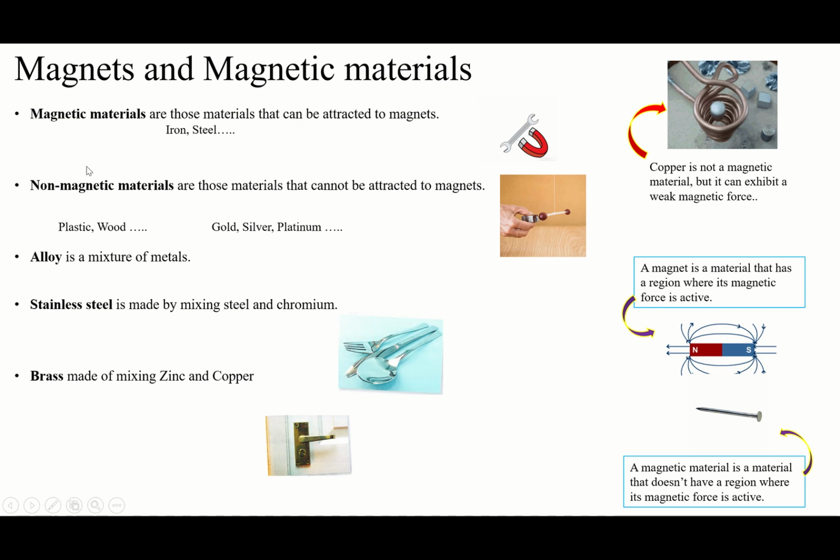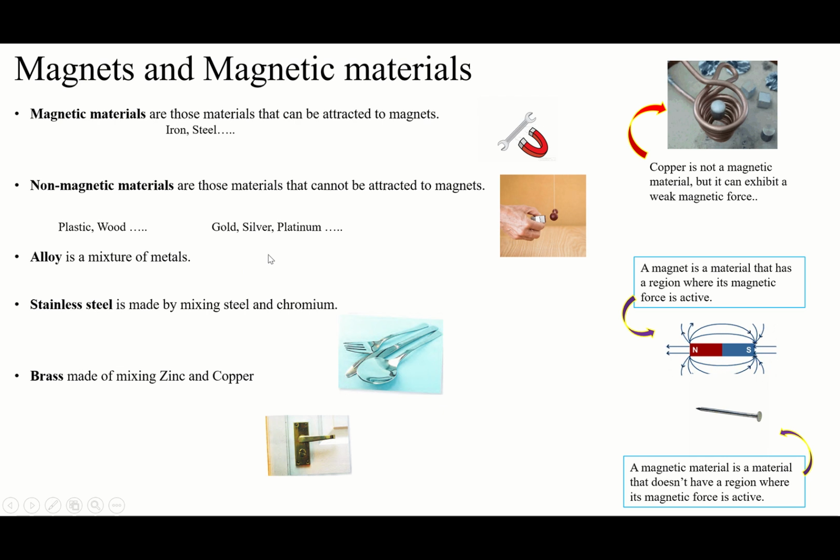But we have something else, which is non-magnetic material. Non-magnetic materials are those materials that cannot be attracted to a magnet. It means the magnet cannot attract them or pull them. Like what? Like plastic, like wood. If you look here, you see there's no pulling between the magnet and the material. The magnet is not going to pull the material.